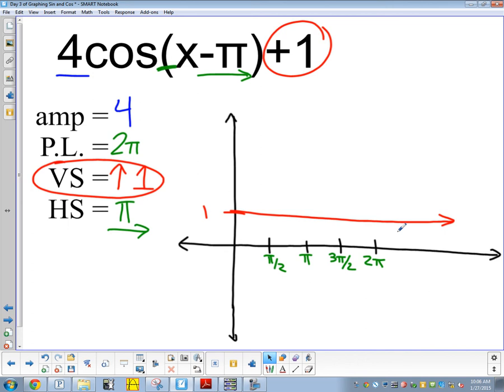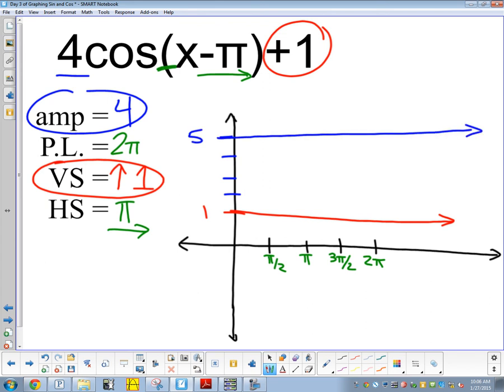Next thing it asks us to do is to mark our amplitude. So, Jasmine, what am I going to do to mark my amplitude here? Up 4. So I'm at 1. It's like adding 4 to that. When I add 4 to 1, what do I get? 5. So 1, 2, 3, 4, 5. There's the top of my graph.